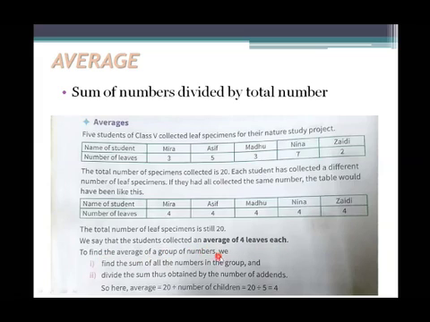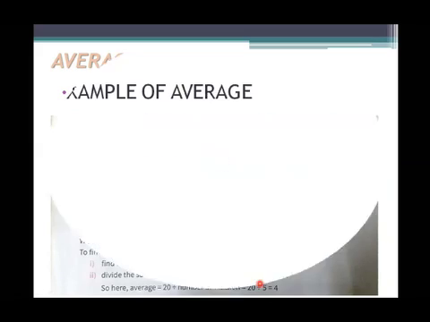To find the average of a group of numbers, we find the sum of all numbers in the group and divide the sum thus obtained by the number of addends. That means the total number of leaves collected, divided by the number of students. So average equals 20 divided by the number of children. How many children are there? 1, 2, 3, 4, 5. So we have 20 divided by 5, and you will get 4. So each child collected 4 leaves.